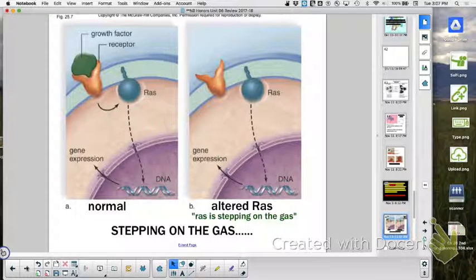RAS is like stepping on the gas, and this gene is one of the ones that tends to go bad typically. Even though it has not received a signal to induce cell replication, if it becomes an oncogene, it still triggers it. So that's how I remember that RAS is like stepping on the gas.